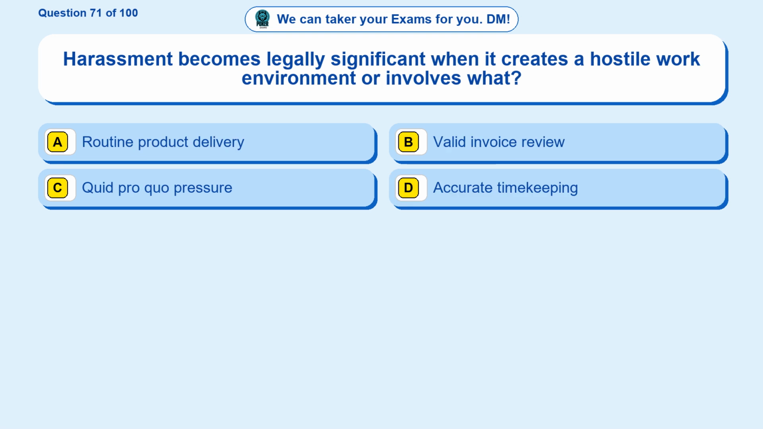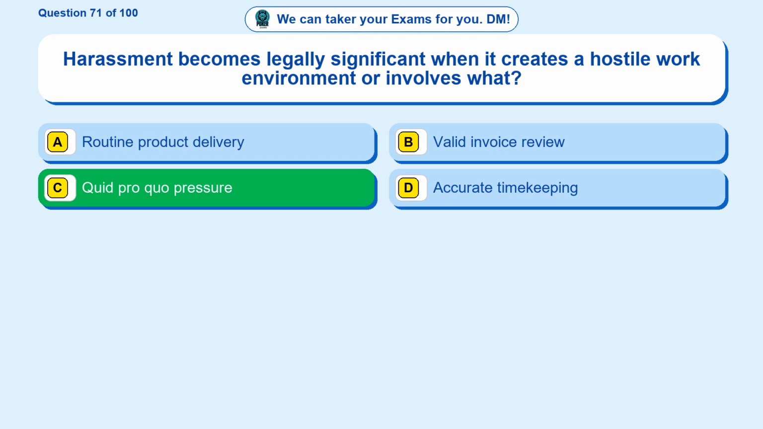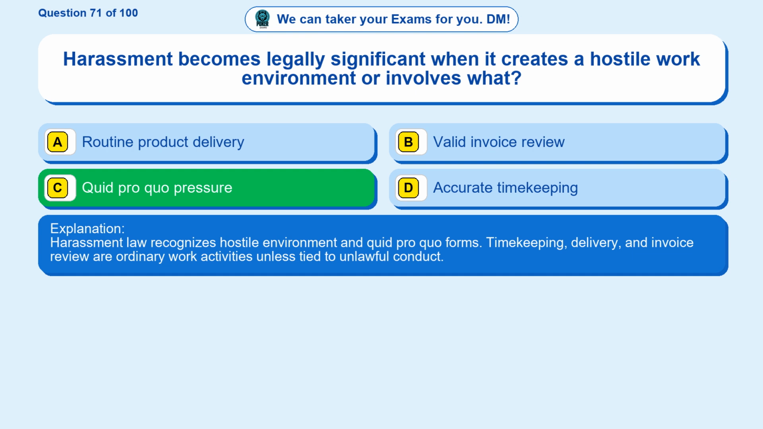Question 71. Harassment becomes legally significant when it creates a hostile work environment or involves what? Option A, routine product delivery. Option B, valid invoice review. Option C, quid pro quo pressure. Option D, accurate timekeeping. The correct answer is option C. Quid pro quo pressure. Harassment law recognizes hostile environment and quid pro quo forms. Timekeeping, delivery, and invoice review are ordinary work activities unless tied to unlawful conduct.